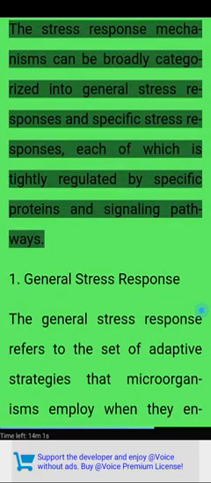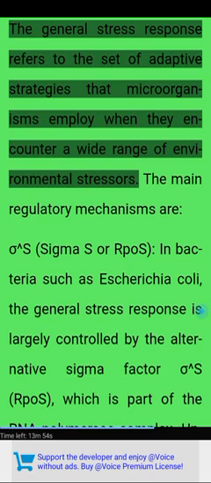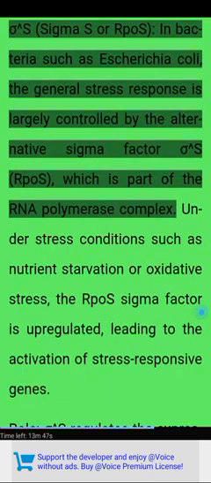The stress response mechanisms can be broadly categorized into general stress responses and specific stress responses, each of which is tightly regulated by specific proteins and signaling pathways. 1. General stress response. The general stress response refers to the set of adaptive strategies that microorganisms employ when they encounter a wide range of environmental stressors. The main regulatory mechanisms are sigma-S, or RpoS, in bacteria such as Escherichia coli.